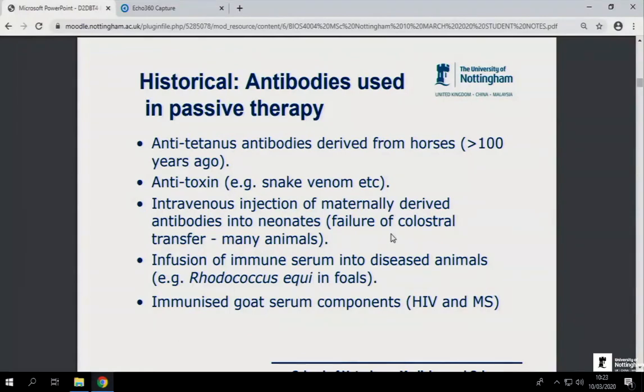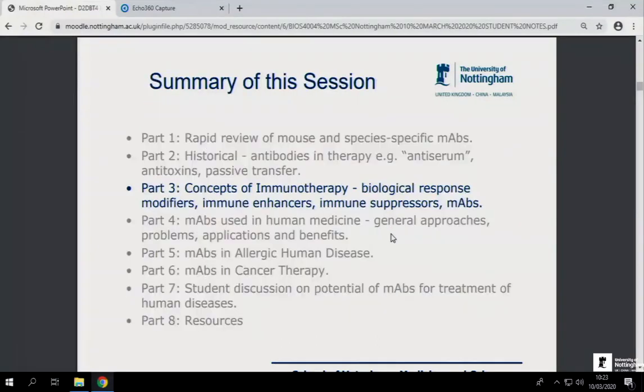And there's a few other strange systems that are in action, which we're not going to go into, but particularly in terms of HIV and multiple sclerosis, there is some, well, not a lot, but there's some benefit to using immunized goat serum proteins for that. So, see, that was easy. That was just one slide. Okay, so you're beginning to think this is perhaps not a bad lecture after all.